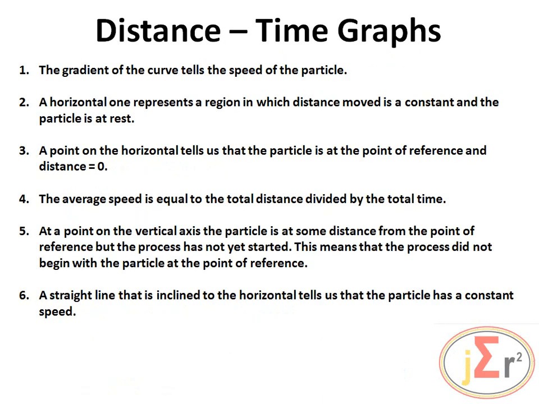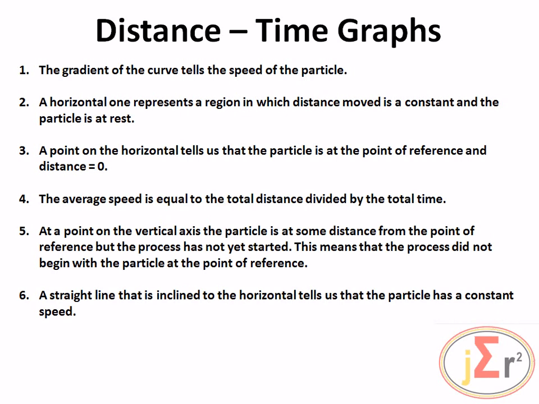Distance time graphs. The gradient of the curve tells the speed of the particle. A horizontal line represents a region in which the distance moved is constant. That means the distance is not increasing, the distance is not decreasing. That means the particle is at rest. A point on the horizontal axis tells us that the particle is at the point of reference and the distance from the point of reference is equal to 0.